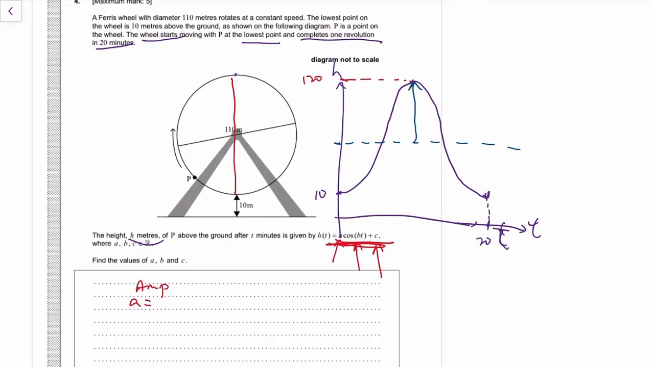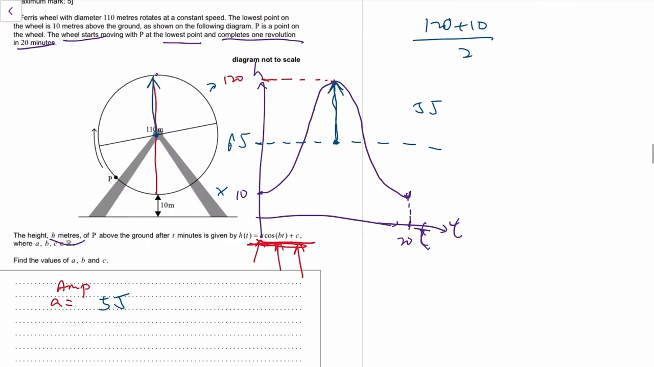How do you find the middle? The middle is the middle of 120 and 10, so it's 120 plus 10 divided by 2. That's how you find the middle of two numbers. So you get 65. You go from 65 to 120, so the amplitude is 55. That's also obviously half of the diameter, the radius. So the amplitude is 55, which means A is supposed to be 55.